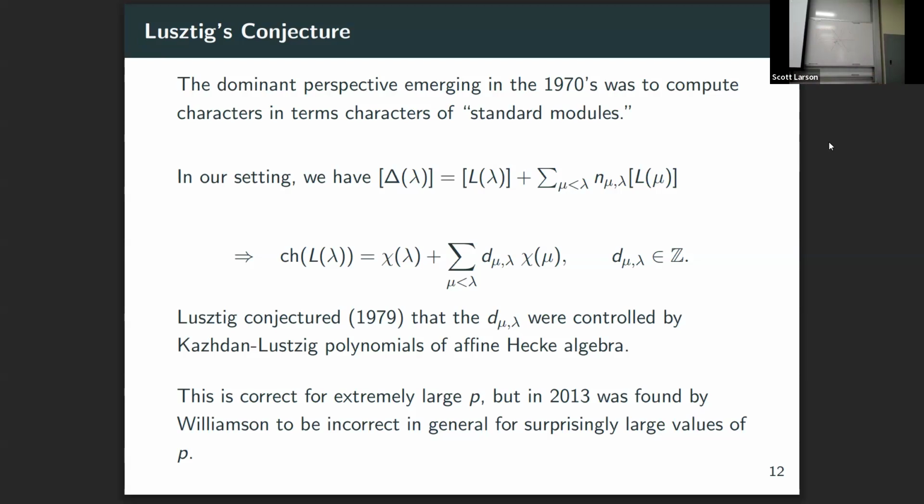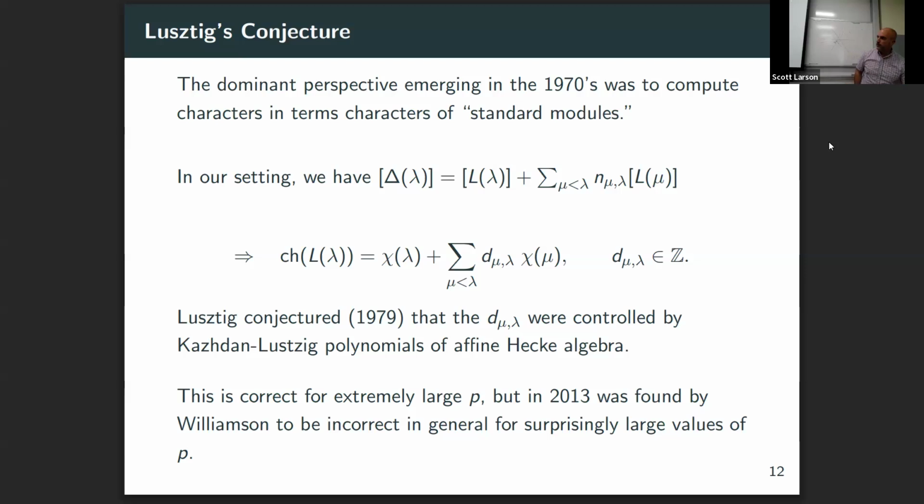There should be a stipulation here that we're just talking for... There was a conjectural condition on P at first. I think the initial condition was like P bigger than or equal to 2H minus 3, Lustig's maybe guess. And then Kato showed that it could be made compatible with Steinberg's theorem, and so he lowered it to P being bigger than or equal to H.